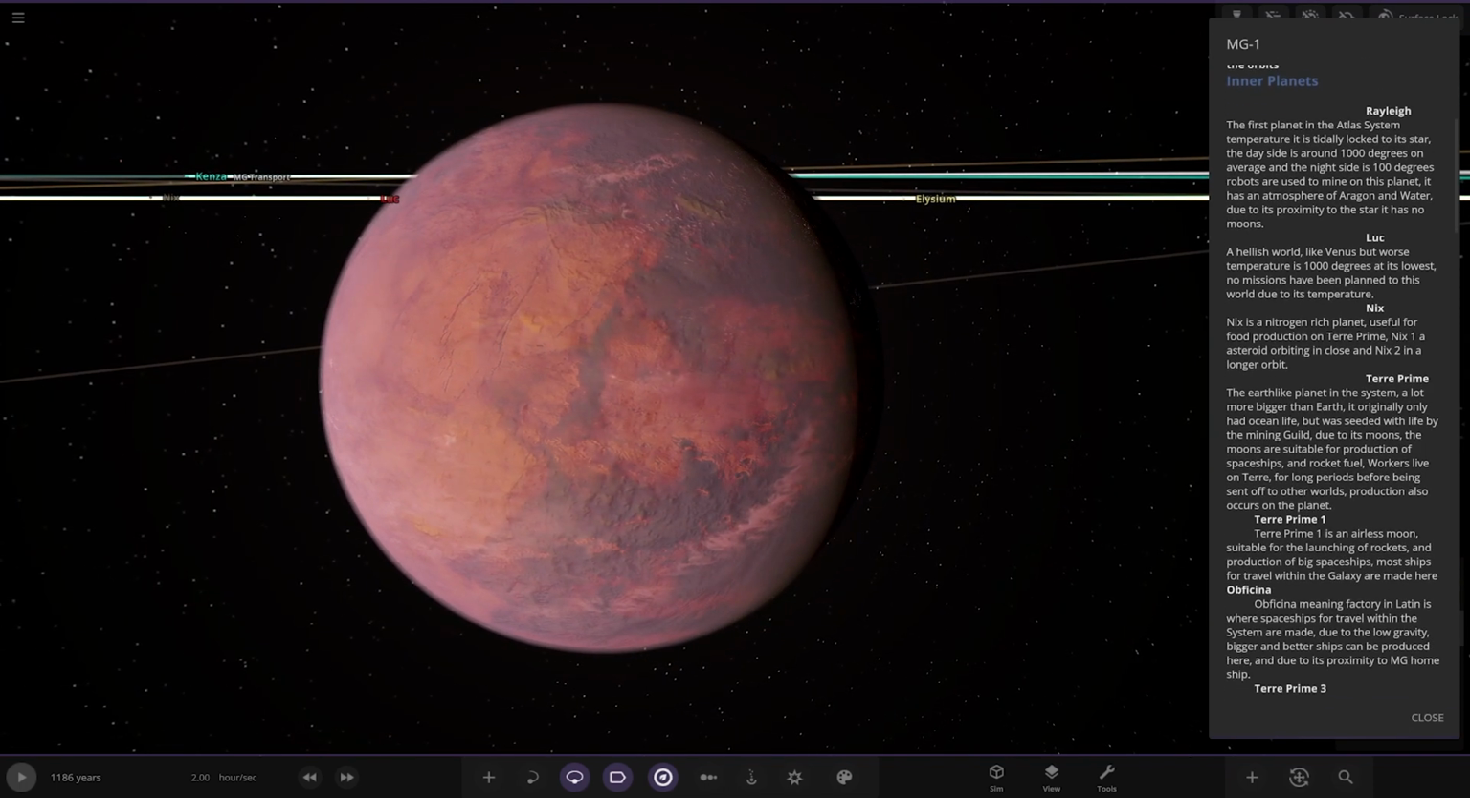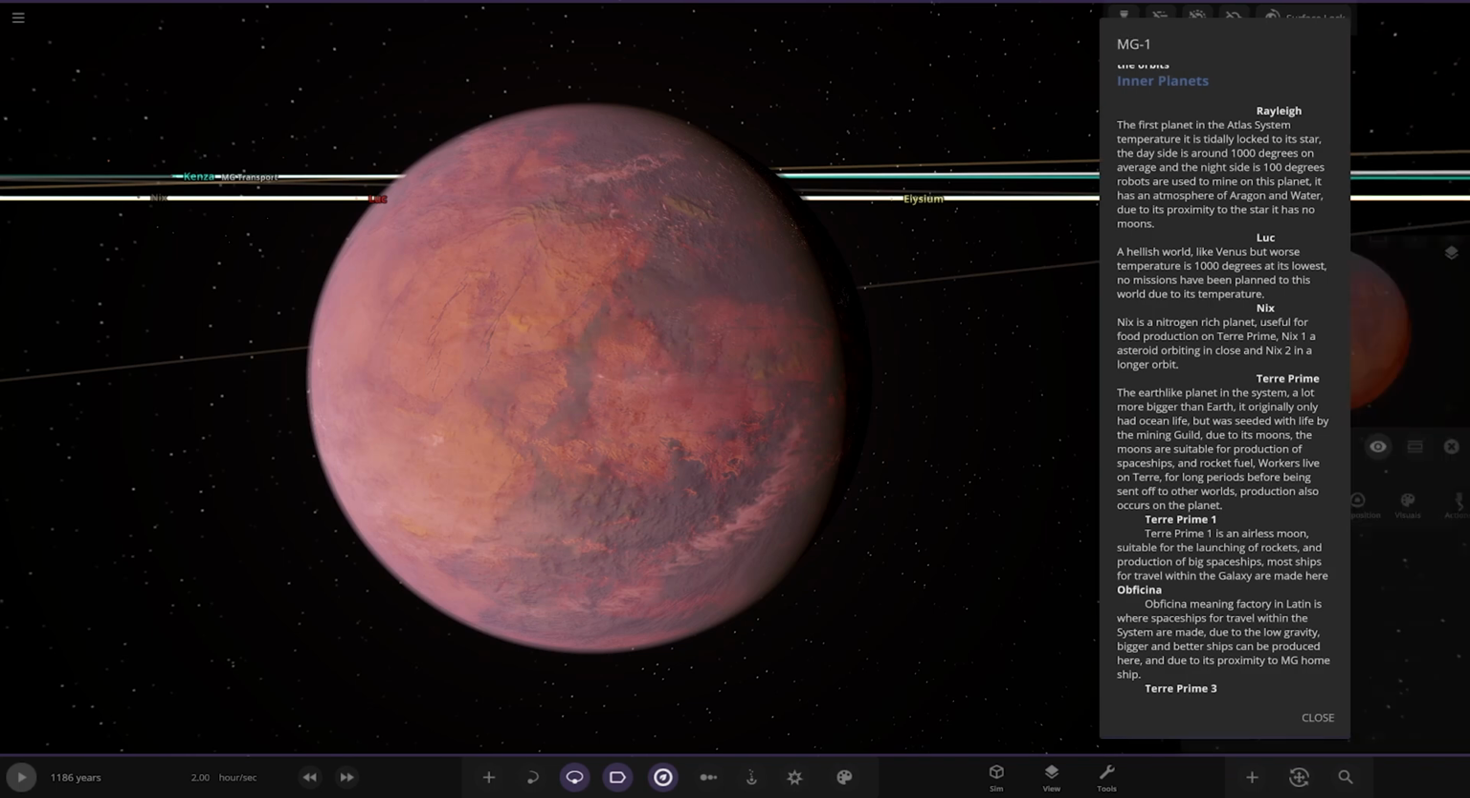The first planet in the Atlas system. Temperature is tidally locked to its star. The day side is around 1,000 degrees on average, and the night side is 100 degrees. Robots are used to mine on this planet. It has an atmosphere of argon and water. Due to its proximity to the star, it has no moons. Or Aragon. I'm pretty sure that means argon.